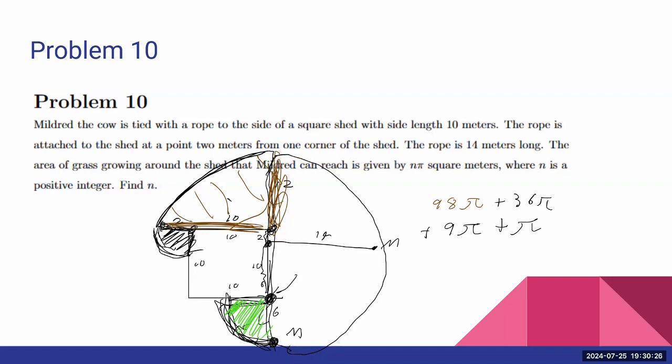So if we add them all up, what do we get? We get exactly 144 pi. And that's the answer.